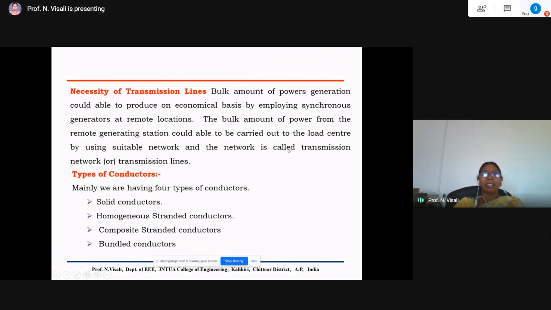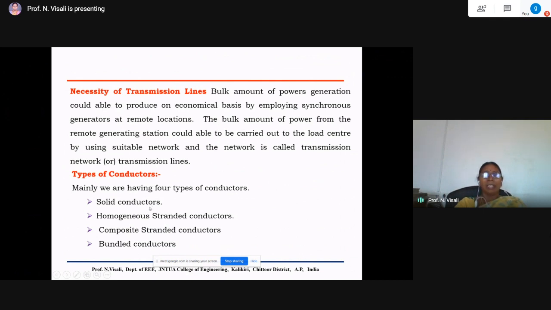Because of that, we have to calculate the parameters of the transmission line and how these parameters will affect the power transfer. Before going to that, the parameters depend upon the type of conductors. That's why we are going to study the types of conductors. There are mainly four different types: the solid conductor, homogeneous stranded conductors, composite stranded conductors, and bundled conductors.